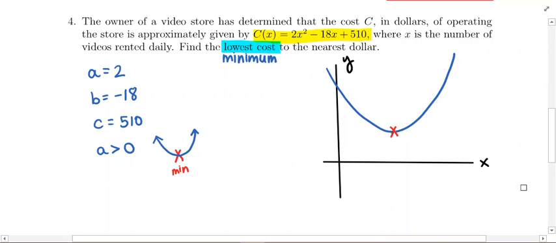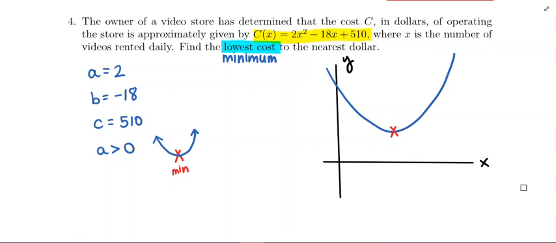So what's going on here is we have this owner of a video store, and this is something very common in business. When you own a business, you of course want to minimize the cost to you. There's cost to running your business. You have to pay for rent, you have to pay for employees, materials, whatever. So you always want to minimize your cost, maximize your profit. In this particular example, we have a cost function. The cost function is parabolic. So all we have to do to find the minimum cost is look at the vertex.